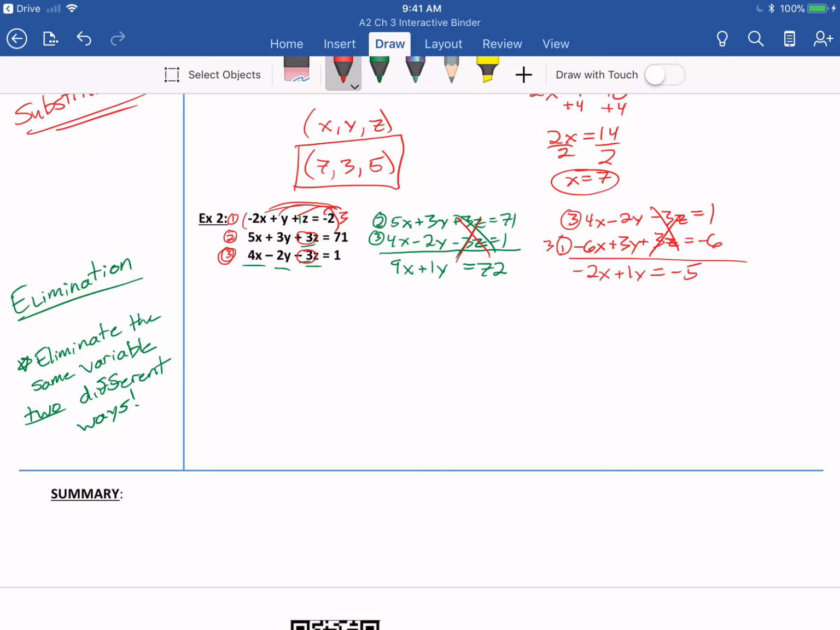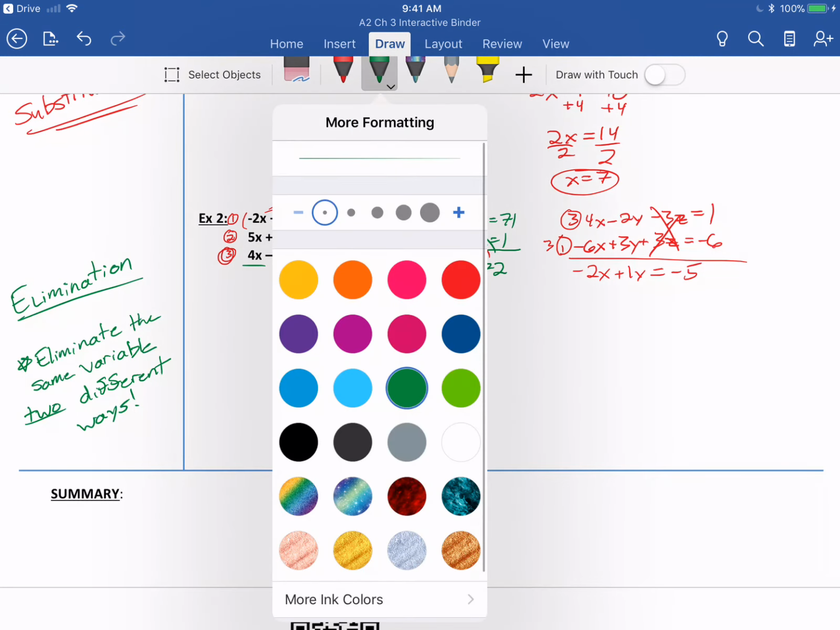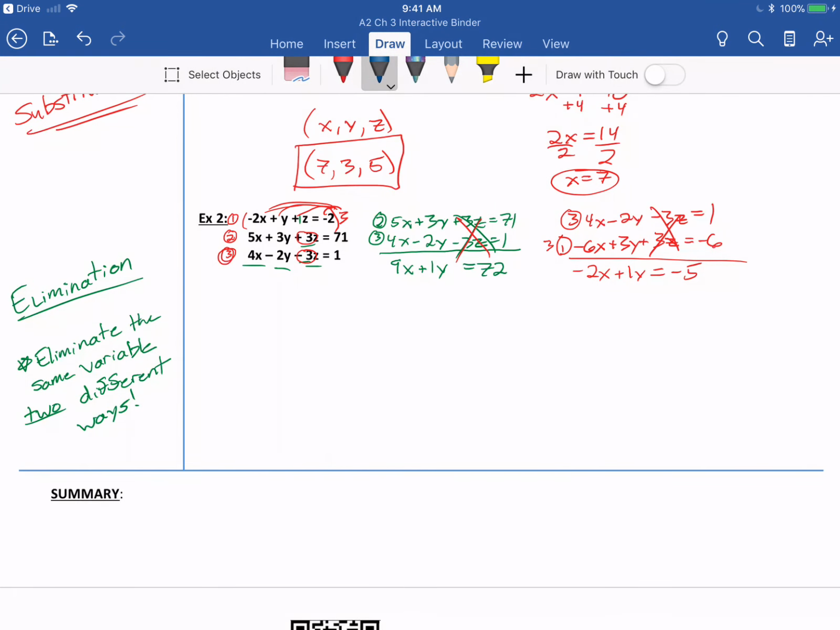Now notice, I'm going to switch my colors here, that I have two equations right here, and they both just have an x and a y. So now I can just use regular elimination that we've learned about to find out what my x and my y are. I know this is the lengthier process, but we can go through and do this. So now I have 9x plus 1y is equal to 72.